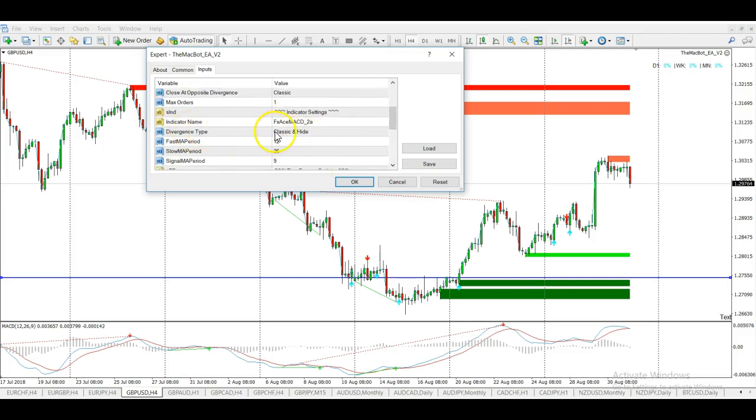So it will enter on a classic or reverse. A reverse is a continuation signal, a continuation divergence signal, which is this one here.